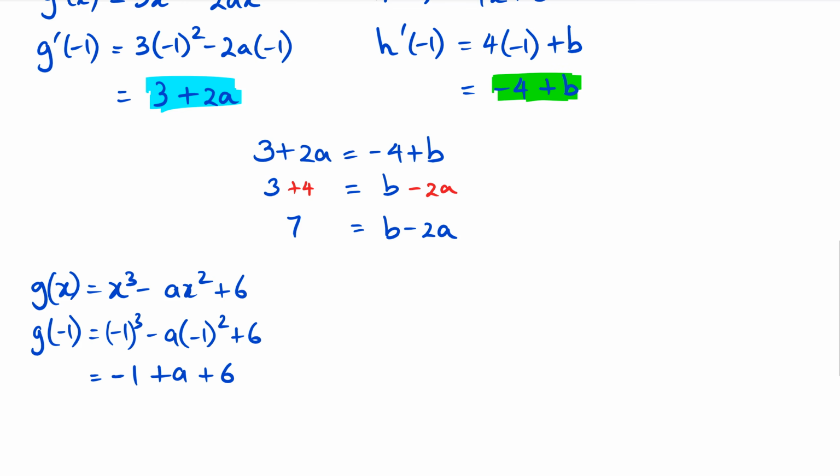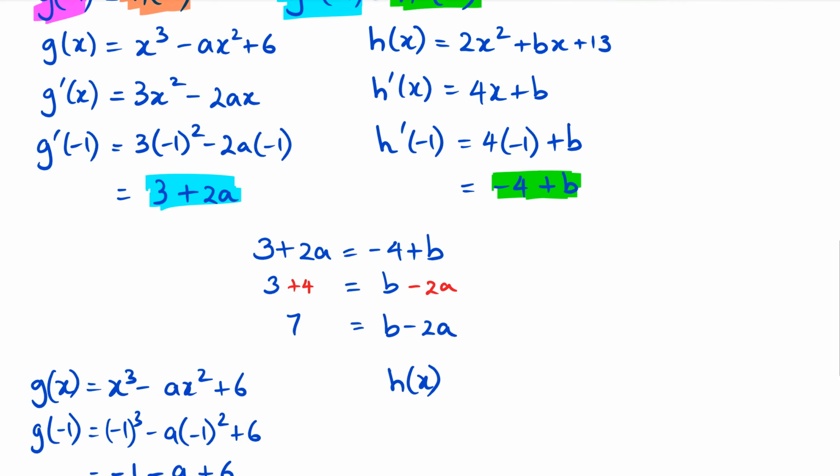Then what we need to do, I got it, something's not right there. I feel like it. Hang on, I know what it is. Negative 1 squared is positive 1, so negative a times positive 1 should be negative a. There we go, silly mistake averted. H of x, what was h of x?